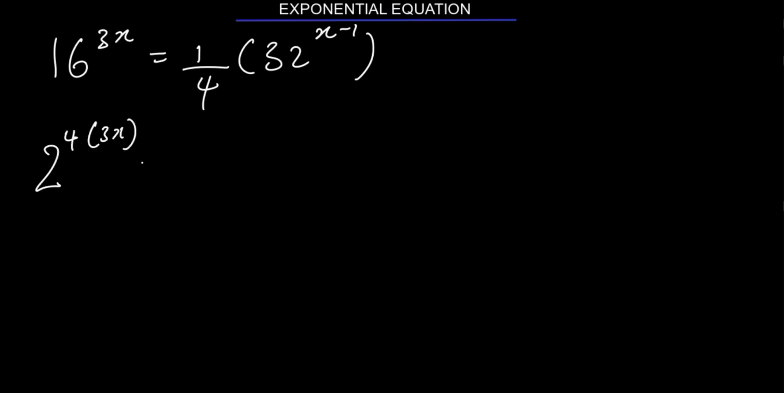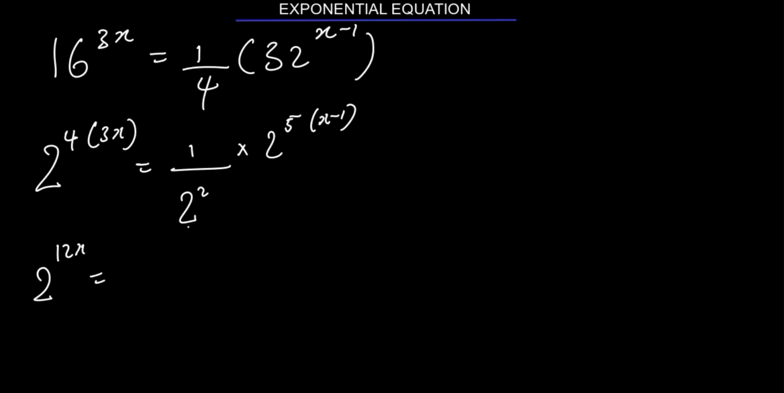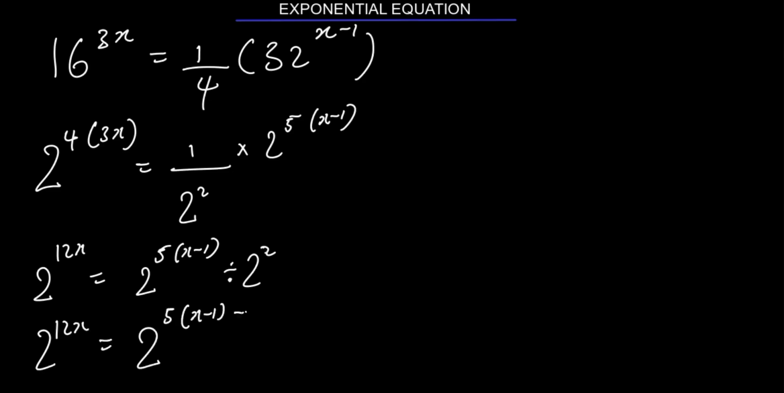Then I have my 3x. 1 over 4 is 2 raised to power 2. And 32 is 2 raised to power 5. Then I have my x minus 1. So this is 2 raised to power 4 times 3x, which gives me 12x, equal to 2 raised to power 5 times x minus 1, divided by 2 raised to power 2. So this is 2 raised to power 12x equals, remember my law of indices, I'll subtract, minus 2.